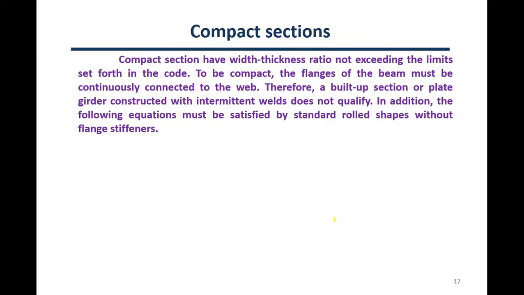So a compact section has width-thickness ratios not exceeding the limits set forth in the code. To be compact, the flanges of the beam must be continuously connected to the web. Therefore, a built-up section of plates constructed with intermittent welds does not qualify. In addition, the following equation must be satisfied by a standard rolled shape without flange stiffeners: bf over 2tf is less than or equal to 170 over square root of Fy.